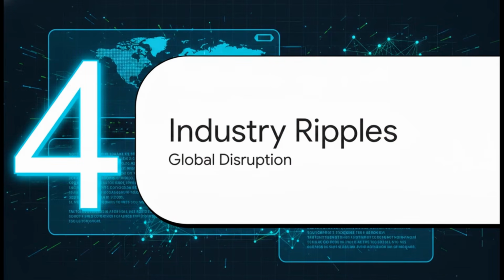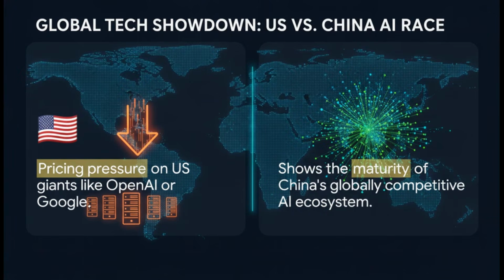Let's zoom out a bit for Section 4, ripples across the industry. This launch is sending massive geopolitical and industry-wide shockwaves across the entire AI landscape. It's forcing an immense amount of pricing pressure onto US giants like OpenAI, Anthropic, and Google. I mean, when one company offers this much coding power for just 14 cents a million tokens, those competitors are forced to frantically reevaluate their own value propositions. At the very same time, it definitively proves the absolute maturity of China's AI ecosystem, showing that globally competitive top-tier production models are being deployed right now, creating a truly multipolar AI market.